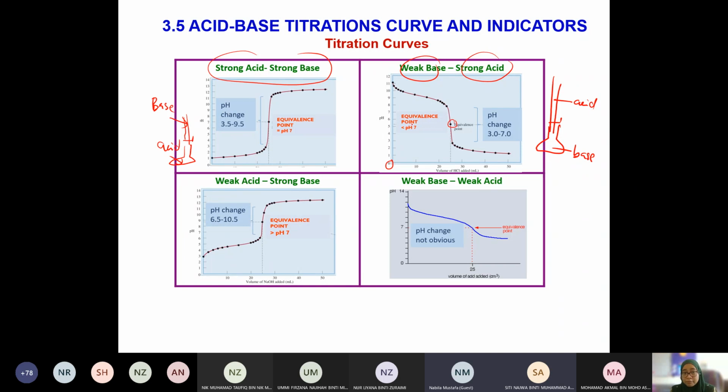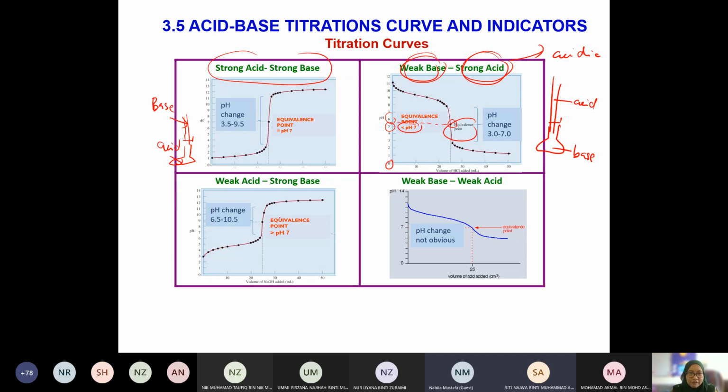Remember, the equivalent point is when we have only the salt. So for strong acid with weak base, we predict the salt would be acidic, right? It's true, what we learned in salt hydrolysis. See, the pH is less than 7, around 5 to 6. This is the time for you to apply what you learned in salt hydrolysis for the equivalent point.